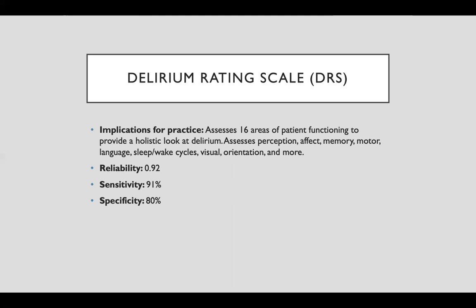Again, so some implications for practice is that this scale assesses 16 areas of patient functioning to provide a holistic look at delirium. It assesses perception, affect, memory, motor, language, sleep wake cycles, visual skills, orientation, and more. The reliability here is 0.92, sensitivity is 91%, and specificity is 80%.